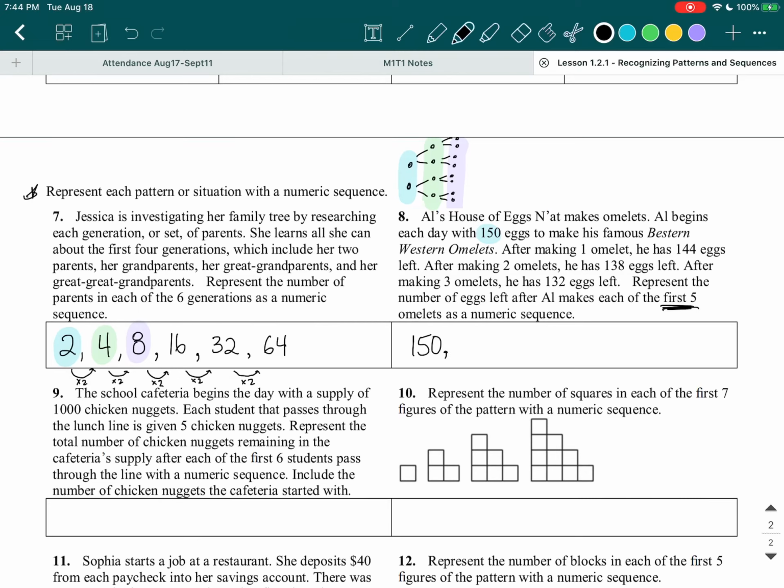There you go, 150. First number. Next number. After making 1 omelet, he has 144 eggs left. After making 2 omelets, he has 138 eggs left. And after making 3 omelets, he has 132 eggs left.